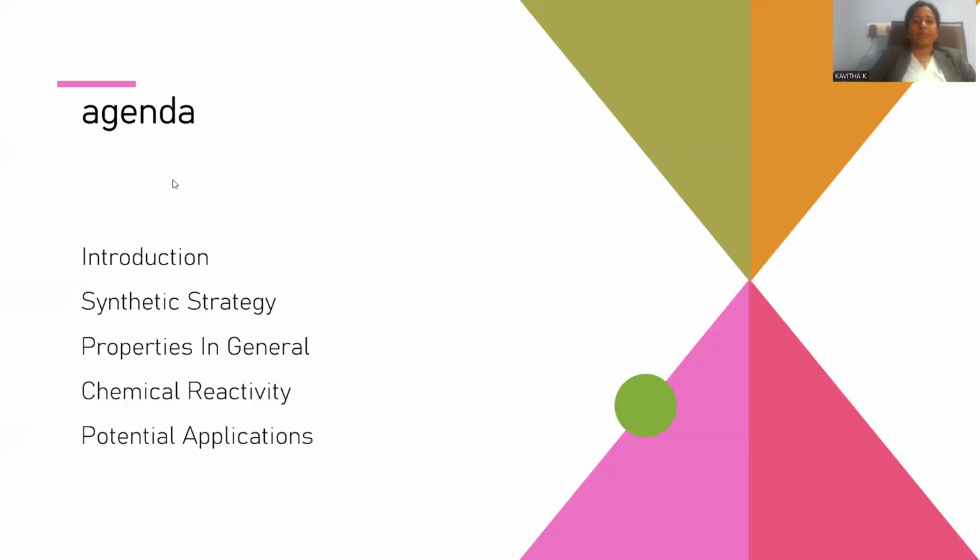Let me give the agenda of the session. Here, the topics to be discussed are the introduction to the session and the synthetic strategy, how can we synthesize it, what could be the properties of this quinoline, the chemical reactivity towards various kinds of reagents, and what could be the applications for this quinoline molecule. These are the topics to be discussed in the session.